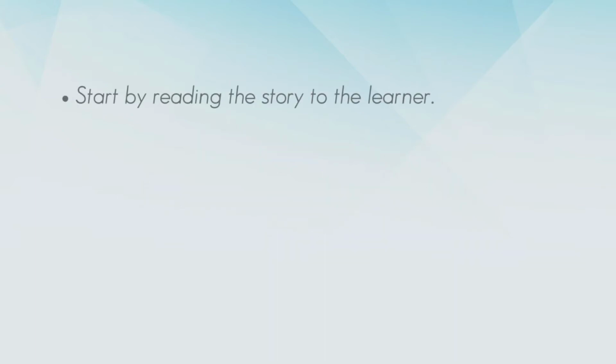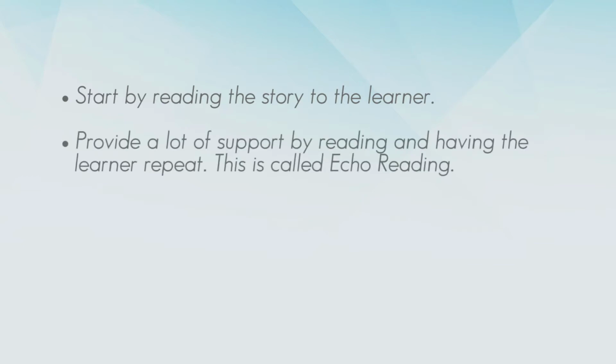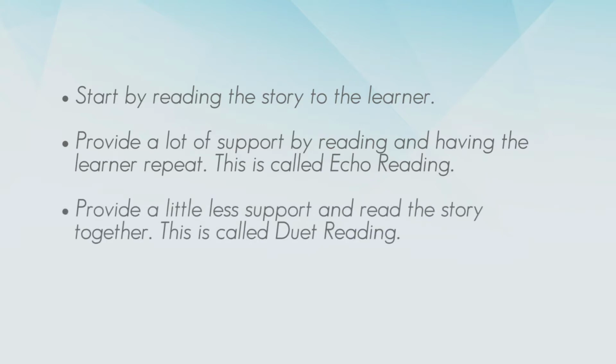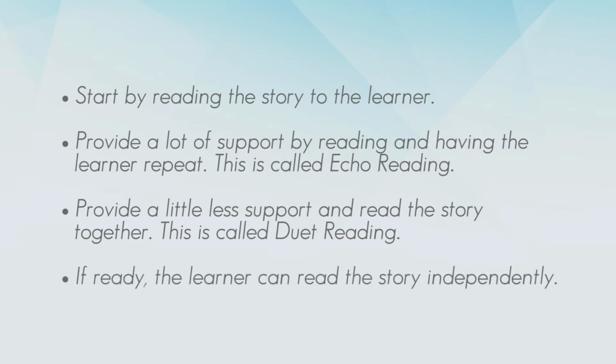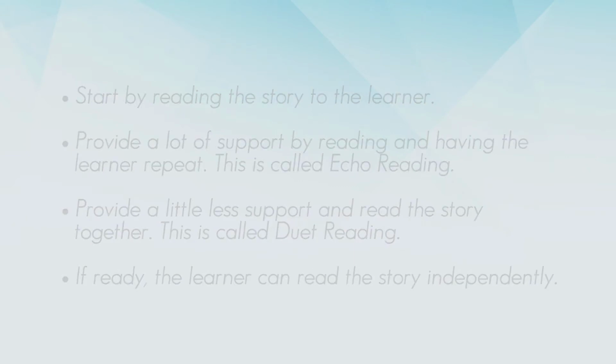In this chapter, the focus is on reading the story. To start, the tutor reads the story, pointing to each word as she reads, which helps the learner remember what each word looks and sounds like. The tutor provides a lot of support for the learner in echo reading, where the tutor reads a sentence or phrase and the learner repeats it. A little less support is provided in duet reading, where the tutor and learner read together at the same time. When the learner feels ready, they can read independently.